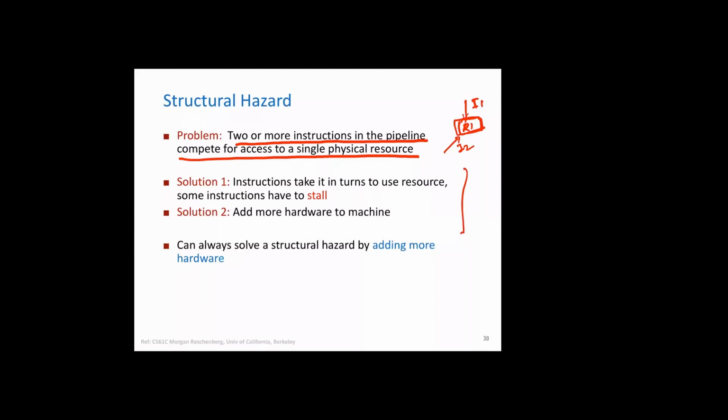If that is so, then one thing that can be done is that this resource can be duplicated such that I1 uses the first one and I2 uses the second one. That's one way, use extra resources. Another solution is that while the resource is being used by instruction 1, let instruction 2 wait. Once I1 completes use of it, then I2 can use it. This is called a stall. These are the two solutions to structural hazard.